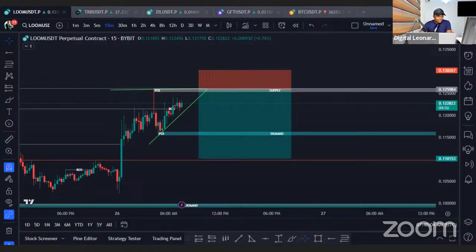So I'll be paying attention to Loom. Okay, pay attention to Loom and see how that will play out. So let's see if we can take a short trade from there.